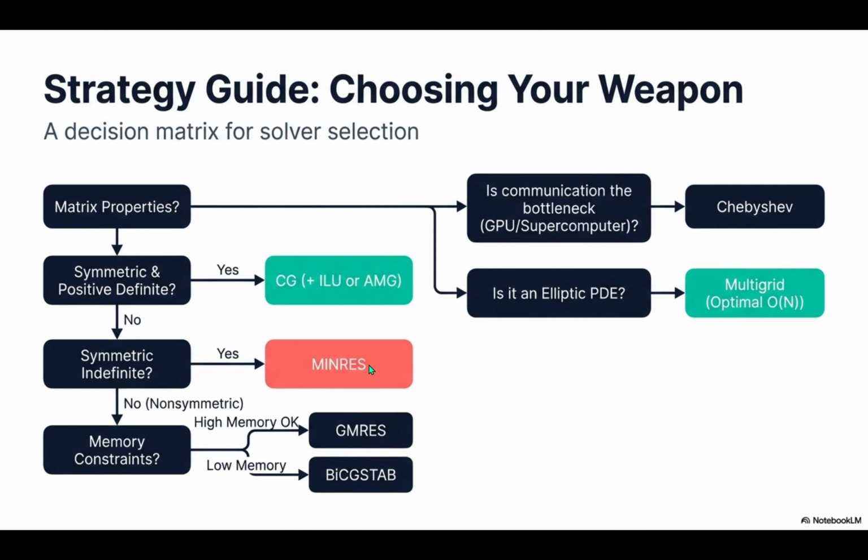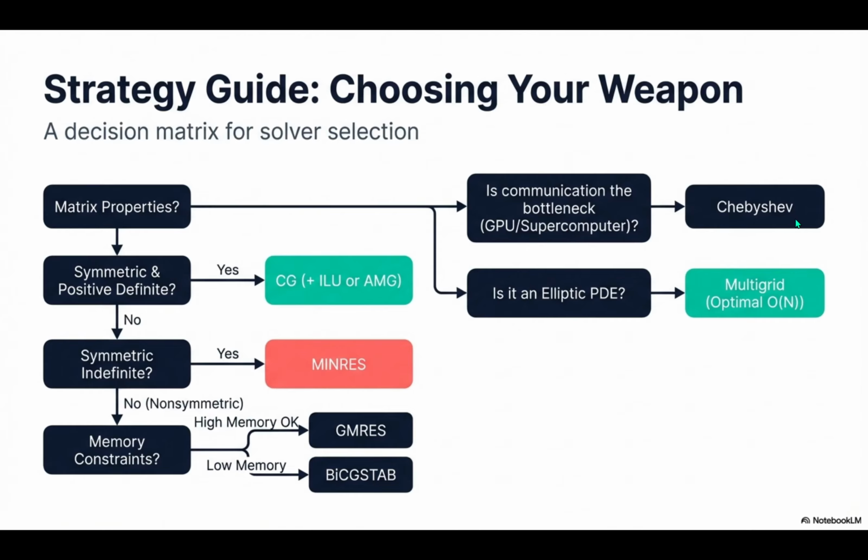Step 3, the big one, non-symmetric. The messy real world. This is the most common tough case. And it's a choice based on resources. Yeah. If you have plenty of memory, go with GMRES. It's the tank, it's robust, it won't fail you. If you are tight on memory, you have to use BiCGStab. It's jagged, but it's fast and light. And when do I pull out the specialist, Chebyshev? You only use Chebyshev if you're on a massive GPU cluster and that communication is just killing you. It's a niche tool, but incredibly powerful in the right hands.